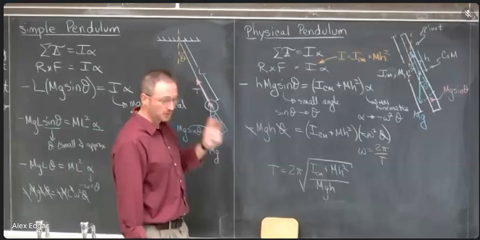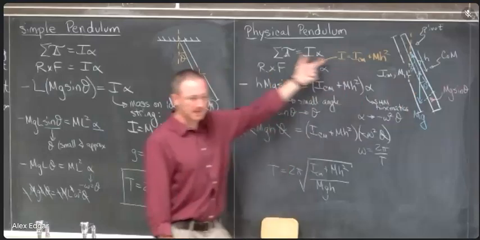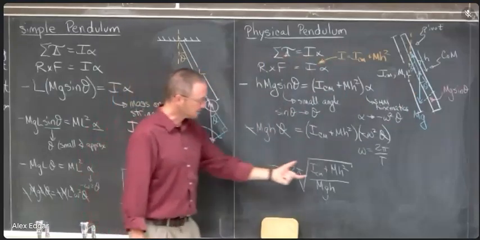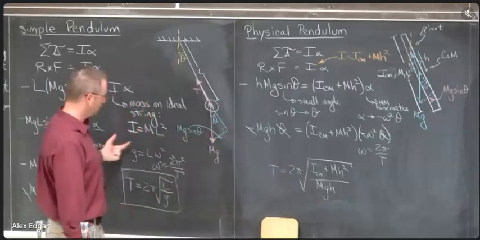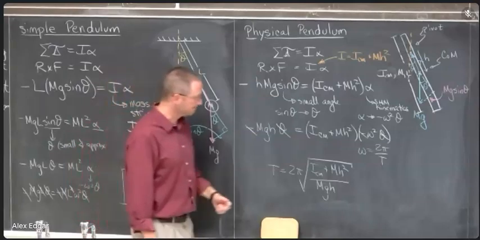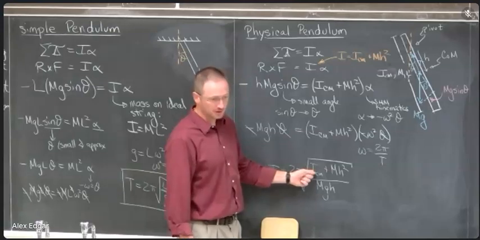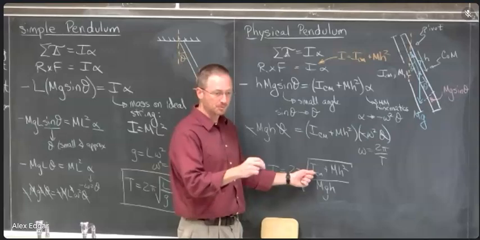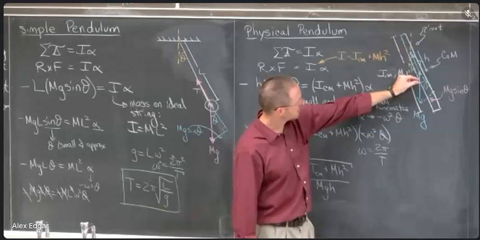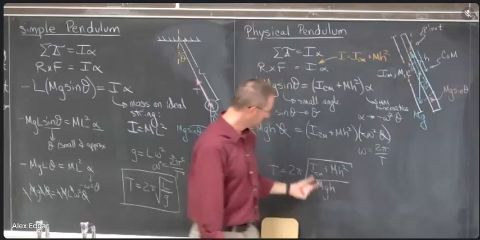Now the test for this equation is if I turn this physical object back into a simple pendulum, does this equation turn back into the simple pendulum equation? Let's try that. The rotational inertia of the center of mass of a point particle is 0. So if we collapse this meter stick down to all of the masses right here and it's a point particle, then this guy becomes 0.